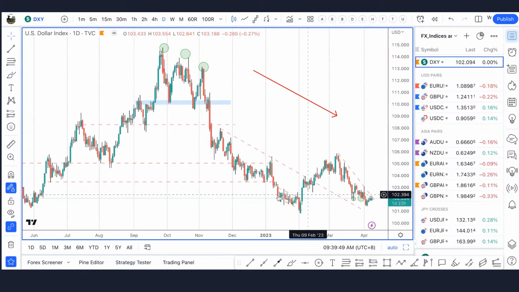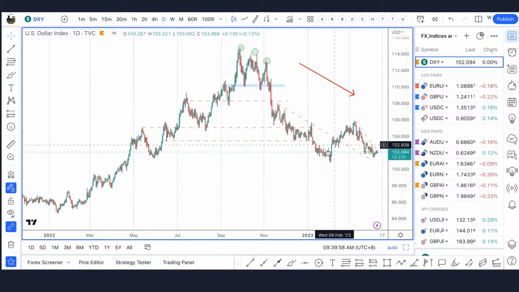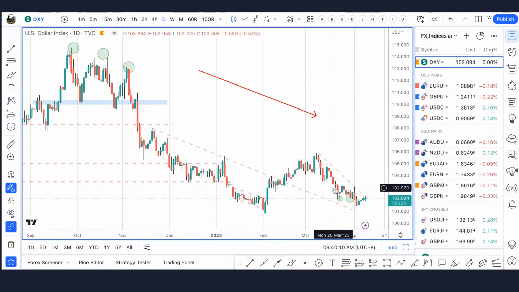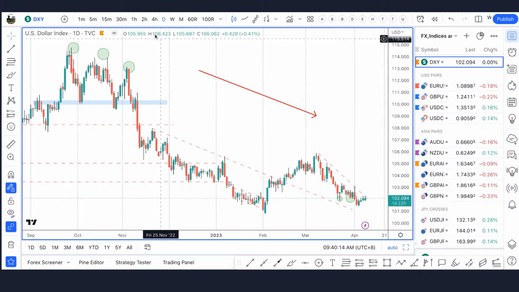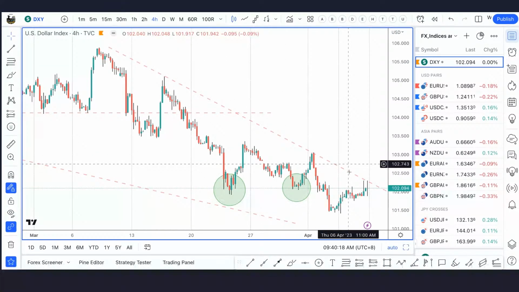So on the daily time frame, you do see that the US dollar is pretty weak. Other than this initial pullback to the higher side, and then there's a reversal over here, which I mentioned last week. So pretty much I would say it is still on the downside. You can look at the daily, you can look at the 4 hourly.